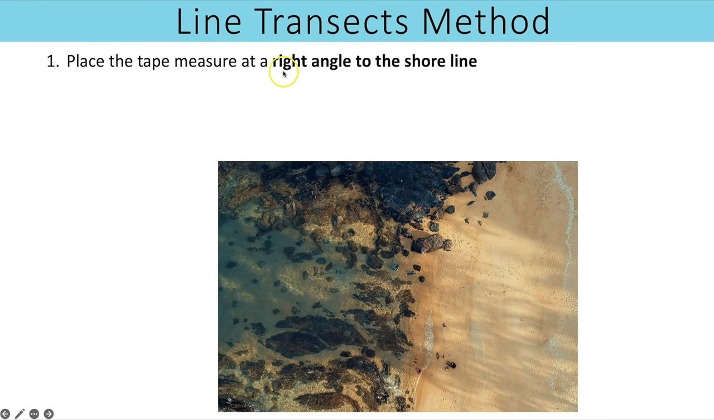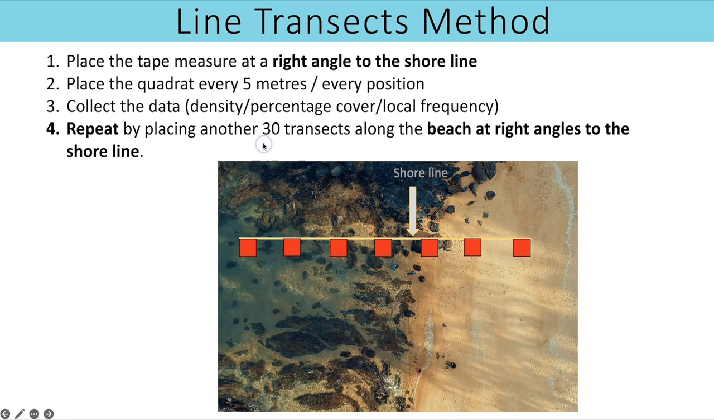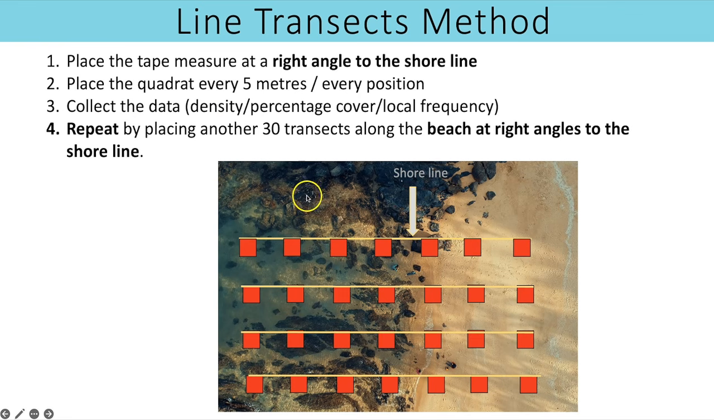So our method description for this would be: place the tape measure at a right angle to, in this case, the shoreline, because that is where we are going to be positioning it so we can see all those changes. Place the quadrat every 5 meters or set intervals along that tape measure, and then you'd collect the data. You'd then repeat by placing another 30 transects in parallel along that shoreline.